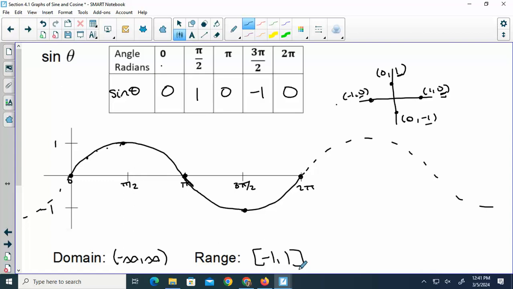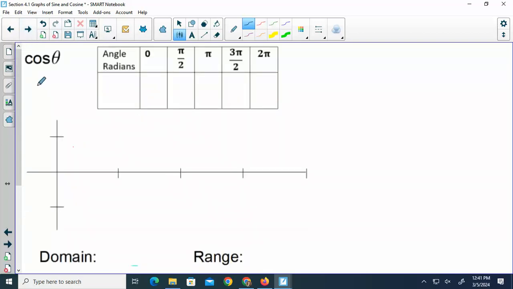Alright, so key points when we are graphing sine, we need 0, pi over 2, pi, 3 pi over 2, and 2 pi. We need those quadrantal angles, the points on the x and y axis, to get the full shape of the graph. So let's do the same thing for cosine.